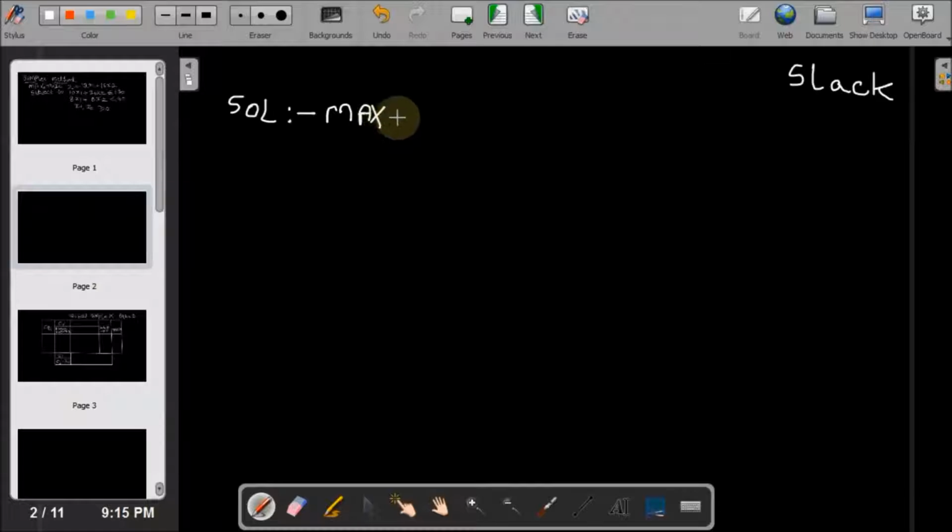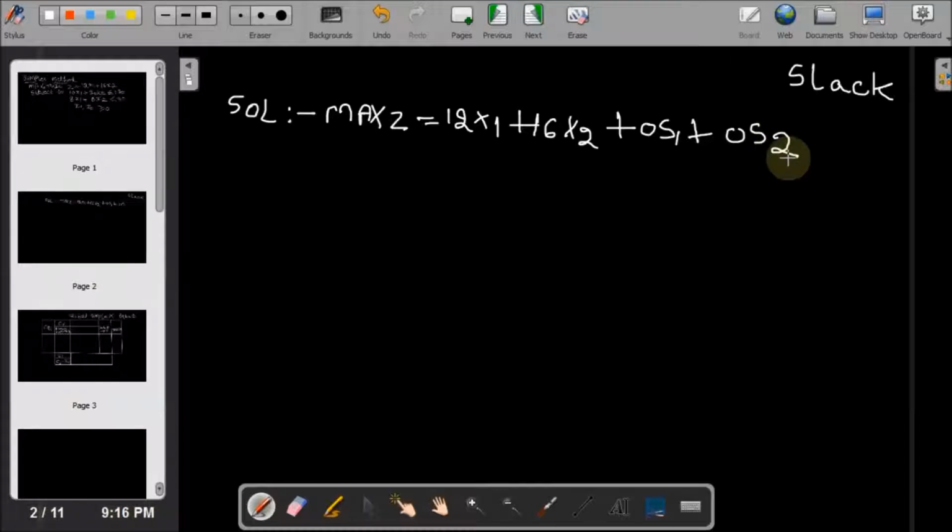Max of Z is equal to 12x1 plus 16x2, plus, adding slack variables here, 0s1, because this is a temporary variable and the value is 0, next plus 0s2. So I added the slack variables to the objective function. This is compulsory in the simplex method.